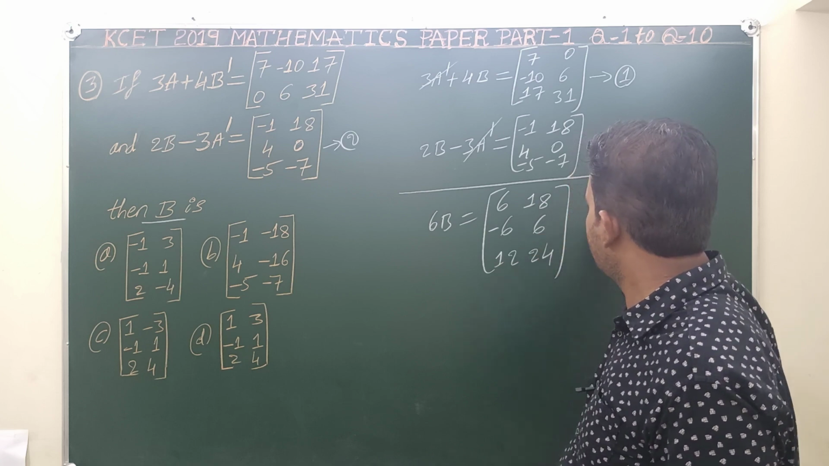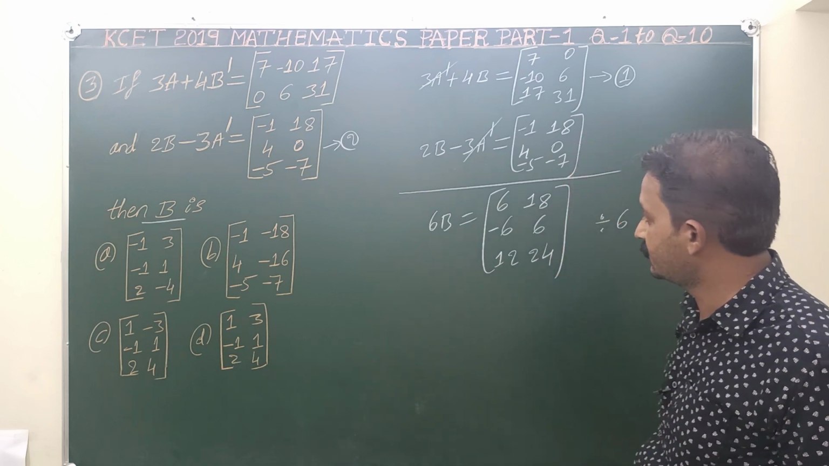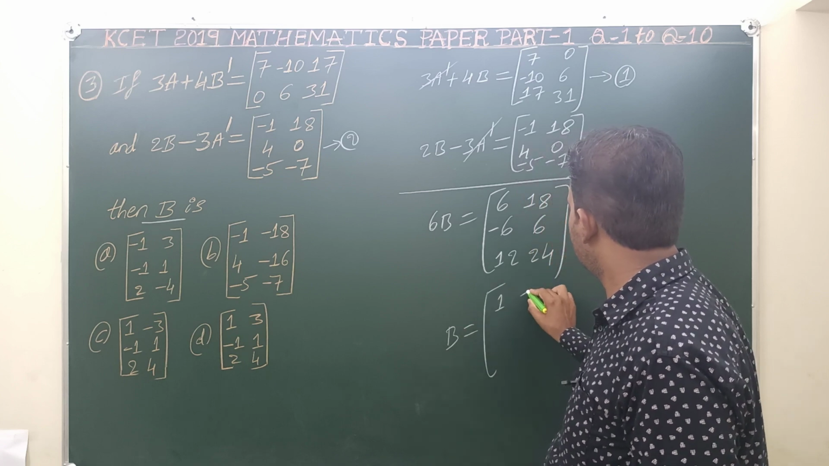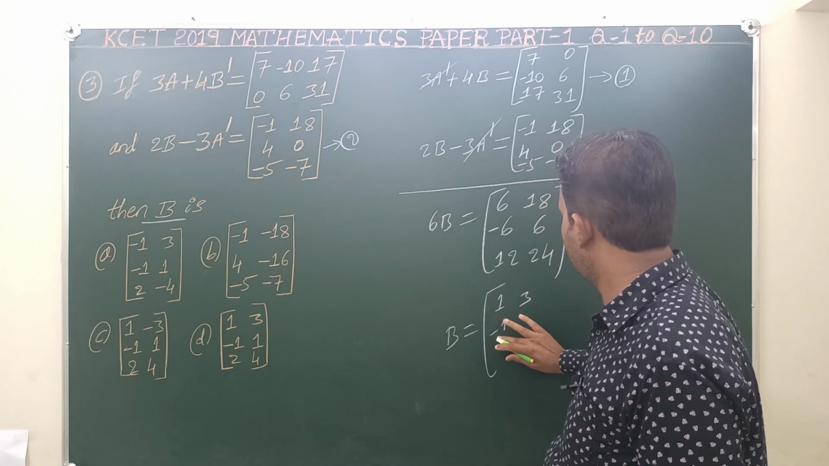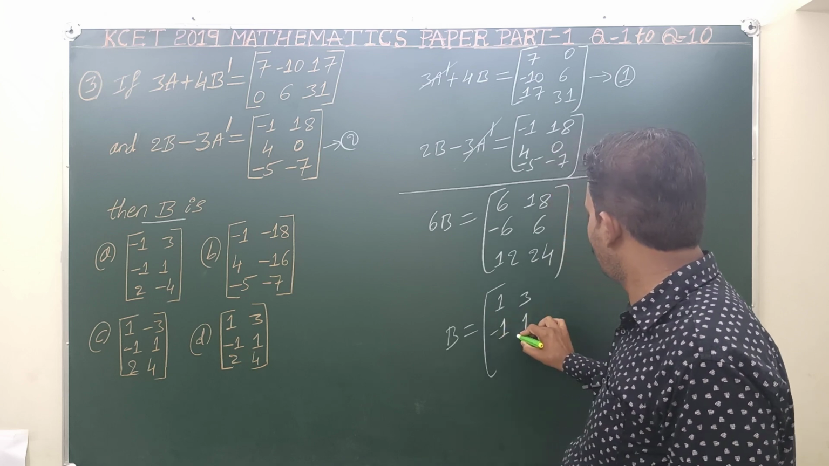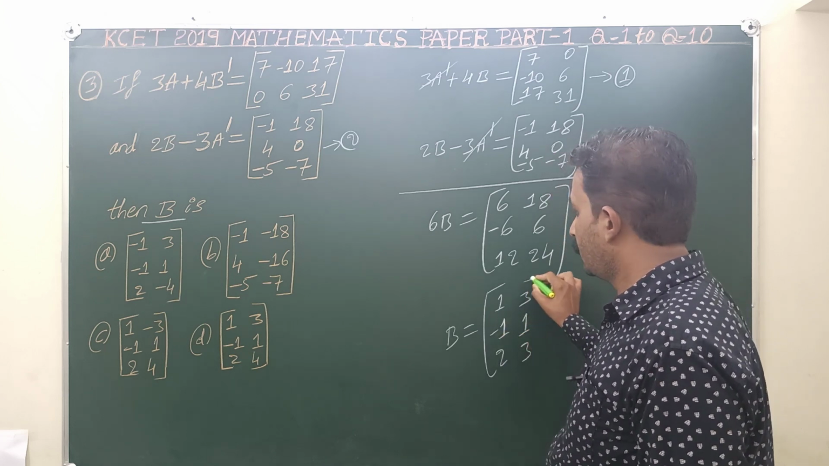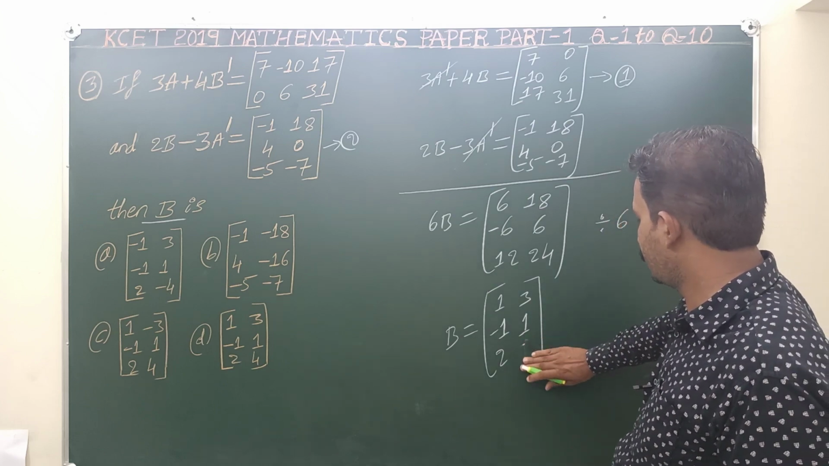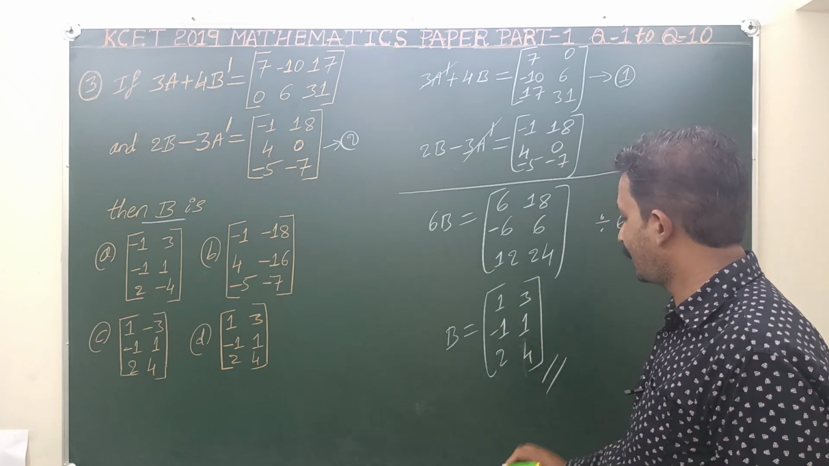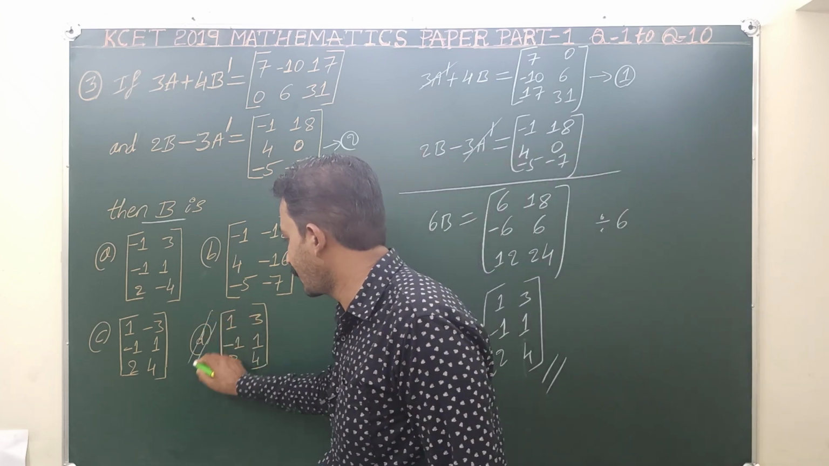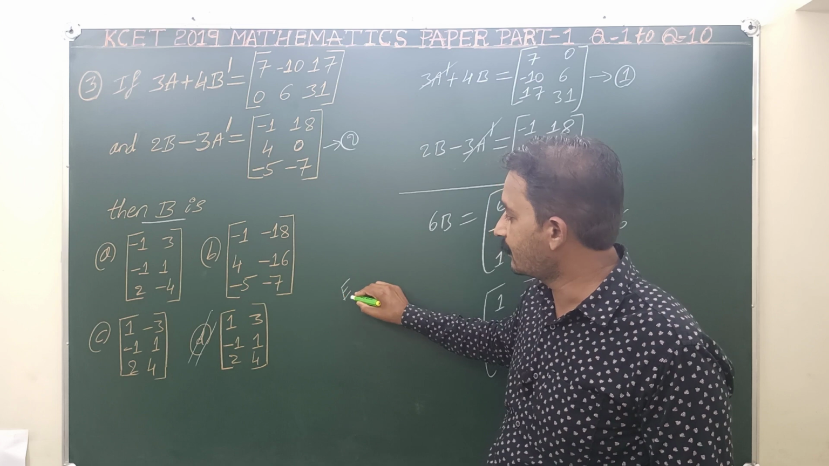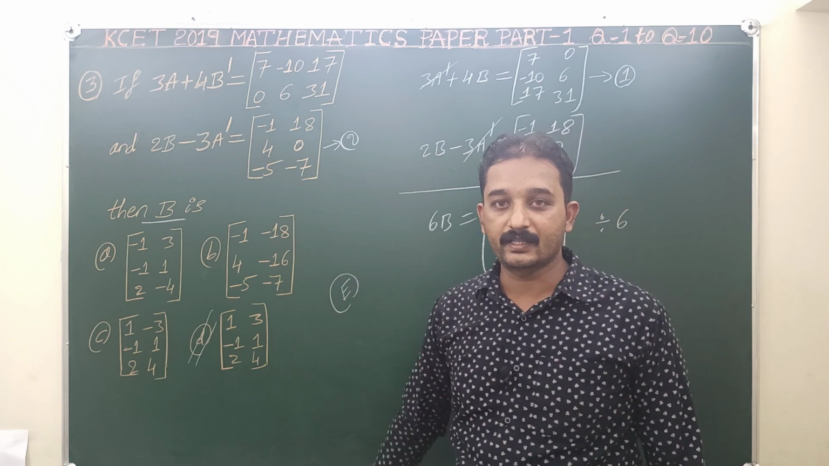Now dividing by 6 on both sides, we get the required answer. B is equal to 1, 3 minus 1, plus 1, 2, 3, 1, 3 minus 1, plus 1, 2, so 4. This is the correct answer. Option D is correct in this case. This is an easy question because they have already solved this type of question in the NCERT textbook.